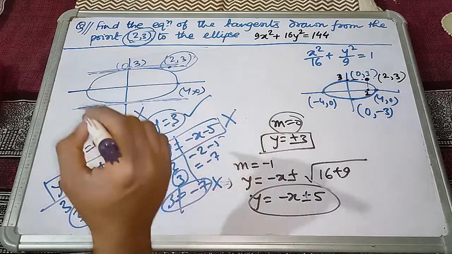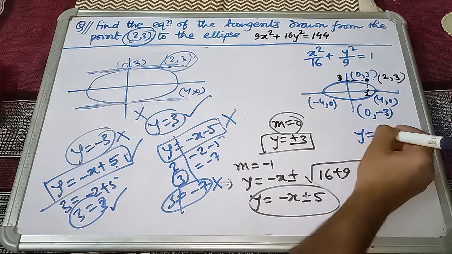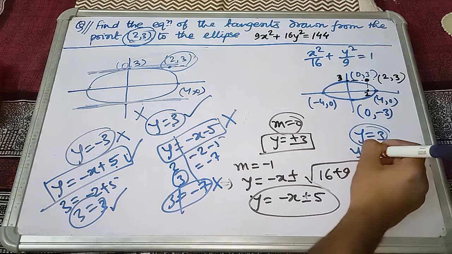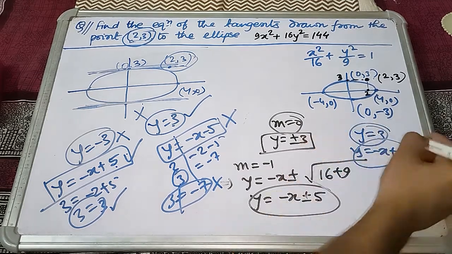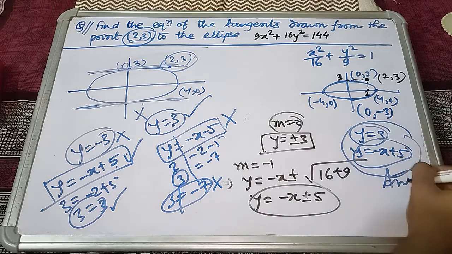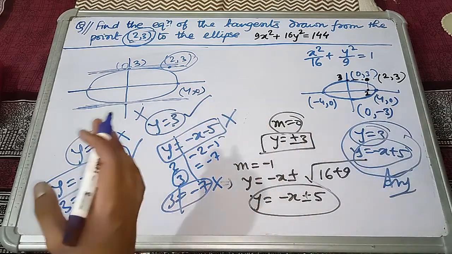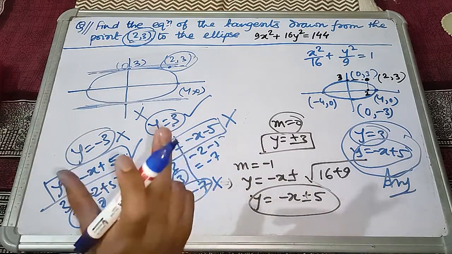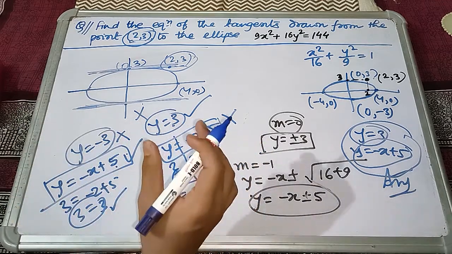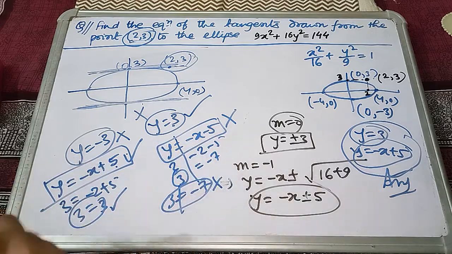So this and this satisfy our final condition, which is y equals 3 and y equals minus x plus 5. Okay, so these two are our final answer, and here you can see the graphical visualization of what I was telling so far with exact computerized plotting.